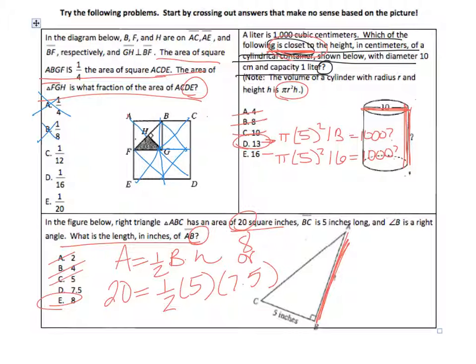So now you see you have 1, 2, 3, 4, 5, 6, 7, 8, 9, 10, 11, 12, 13, 14, 15, 16 little triangles, and only one of them is shaded in the whole square. So your answer is going to be D.